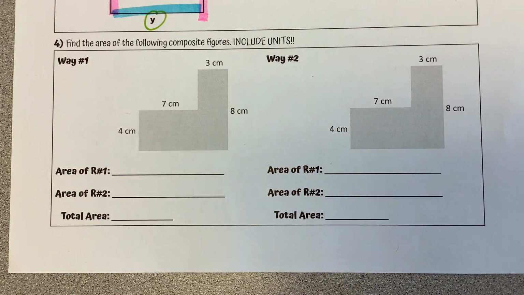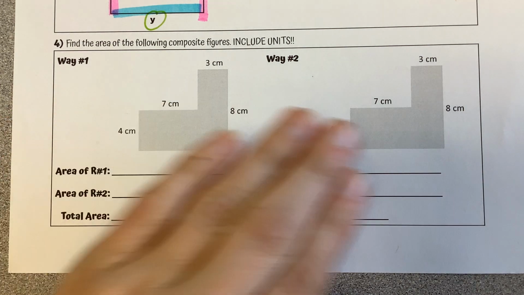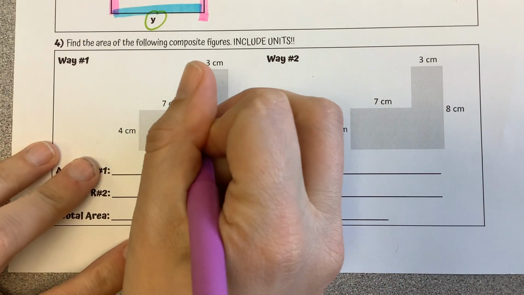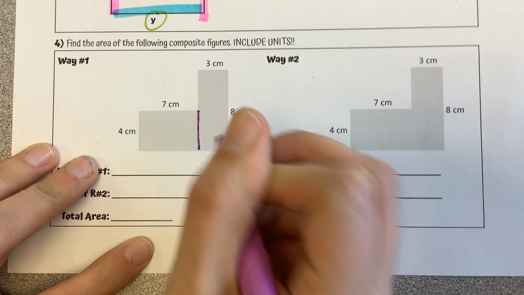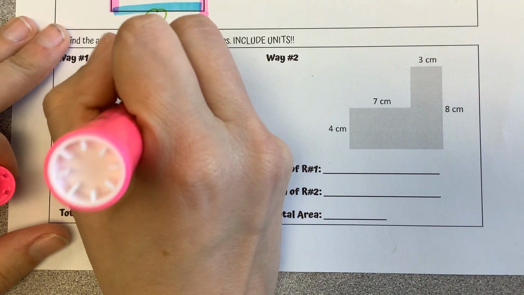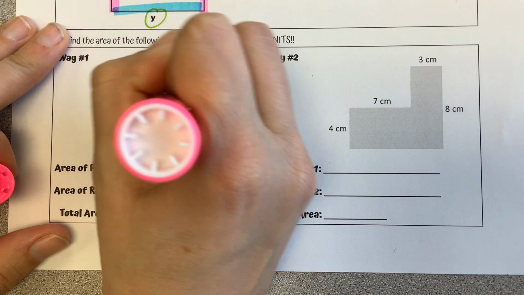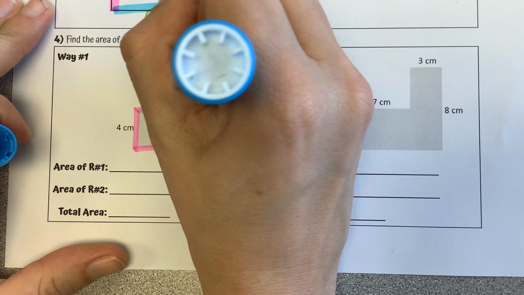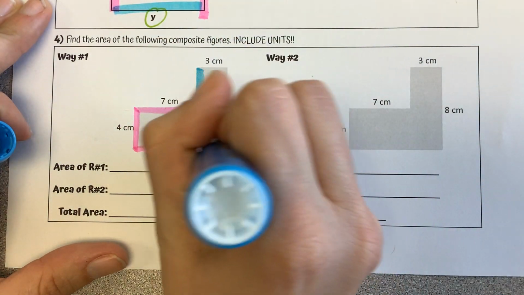So for this example, number 4, you'll notice I have the same picture twice because I'm going to show you how there's two ways to go about solving it. And sometimes there's going to be an easier way and a more complicated way. So one way would be to divide our rectangle vertically. So when I do that, I have a rectangle right here, which I'm going to find the area of, and then I have a rectangle here.